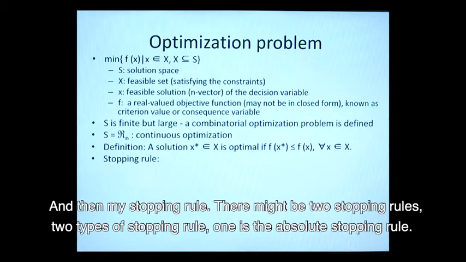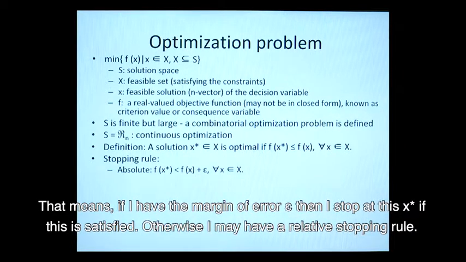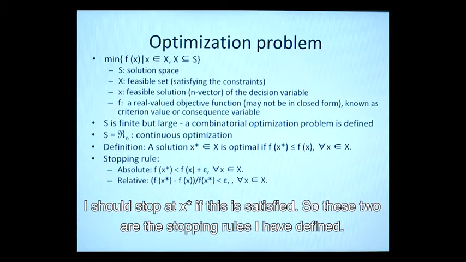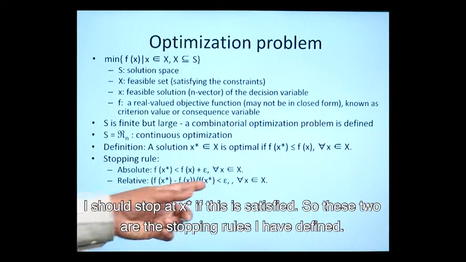Okay? And then my stopping rule. There might be two types of stopping rule. One is the absolute stopping rule, that means if I have margin of error epsilon, then I stop at this x star if this is satisfied. Otherwise, I may have a relative stopping rule, I should stop at x star if this is satisfied.